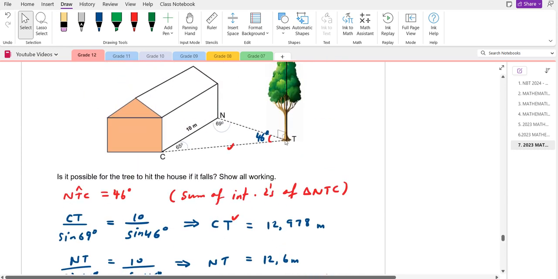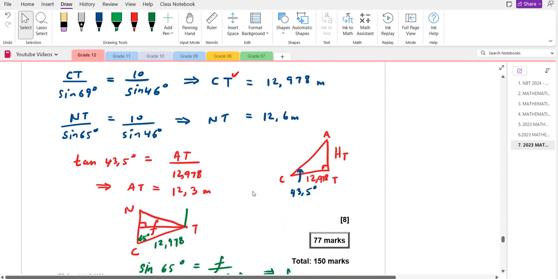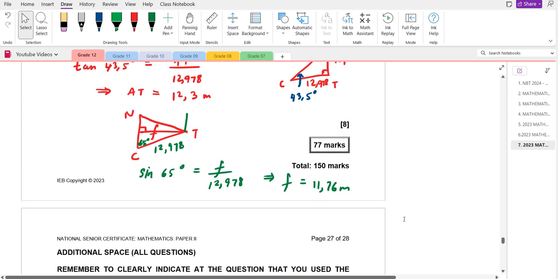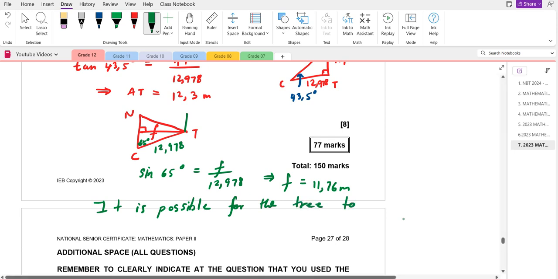Whoa, so if the tree falls perpendicular like in this direction, it will hit the house, right? So it's possible for the tree to hit the house. Is it possible for the tree to hit the house if it falls? Yes, it is possible for the tree to hit the house, because we got another possibility here. I hope you guys understand.